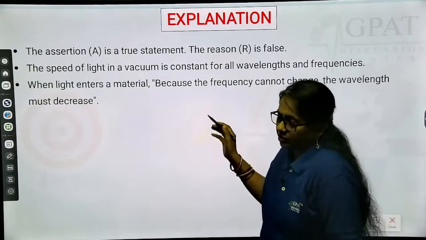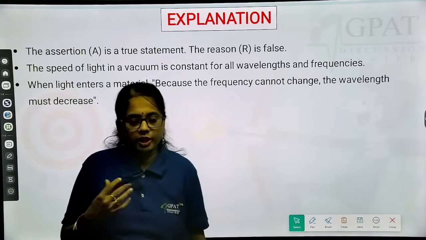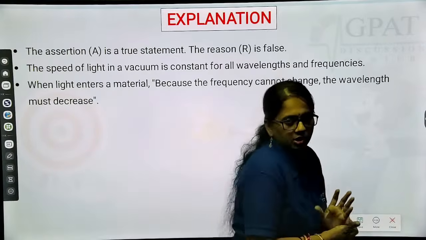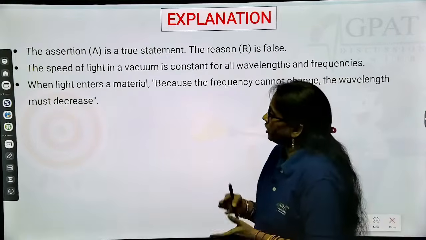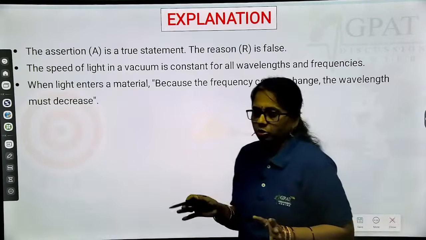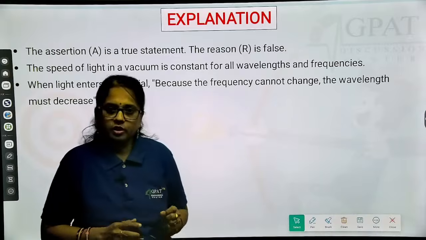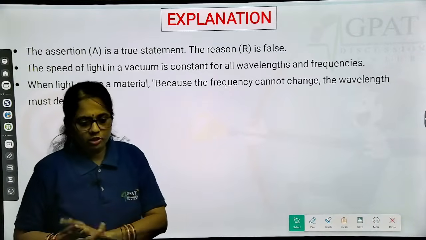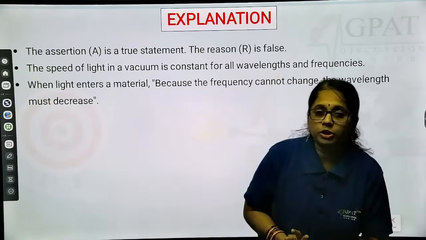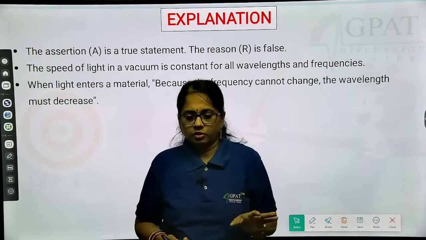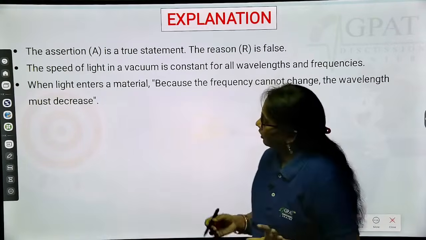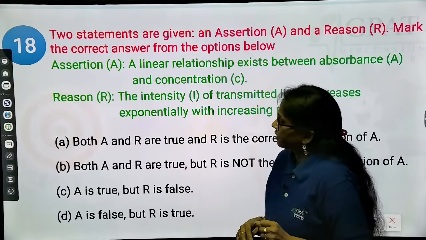Because whenever light enters any medium, whether solution or gaseous phase, anything, whenever light passes through any matter or any medium, the frequency is not going to change, but only the wavelength is going to change. But in a vacuum, it is not going to depend on the wavelength, it is constant. That is a light characteristic.